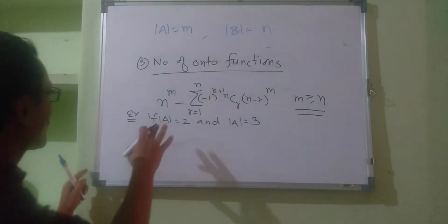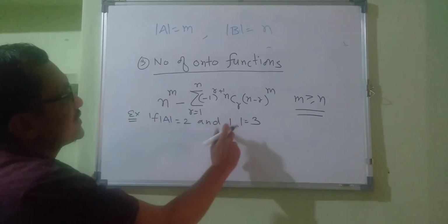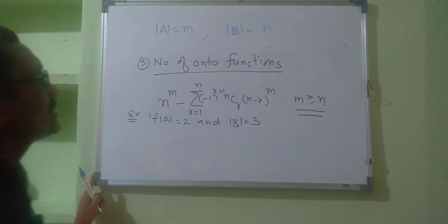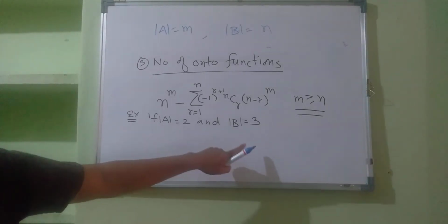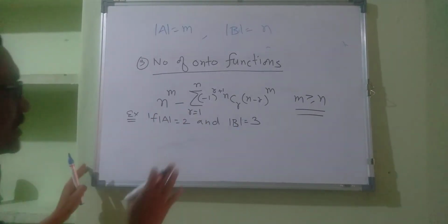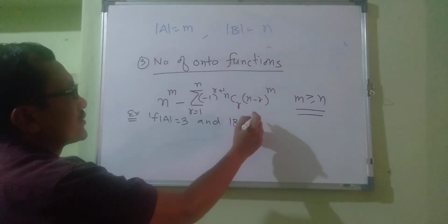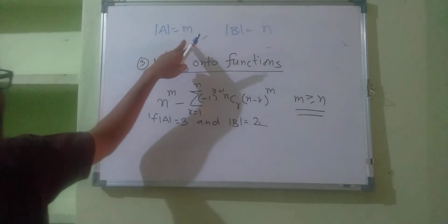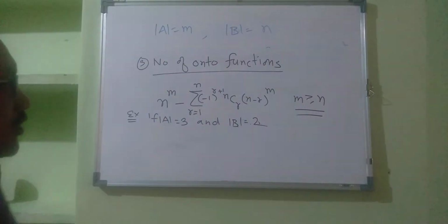So the number of elements in A is 2 and in B is 3. Obviously m is less than 3, so at that time there are no onto functions. So we take the number of elements in A as 3 and in B as 2. Obviously m is greater than n here, so at that time we find the number of onto functions.